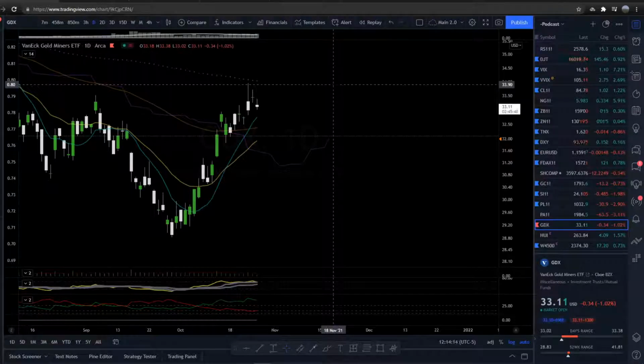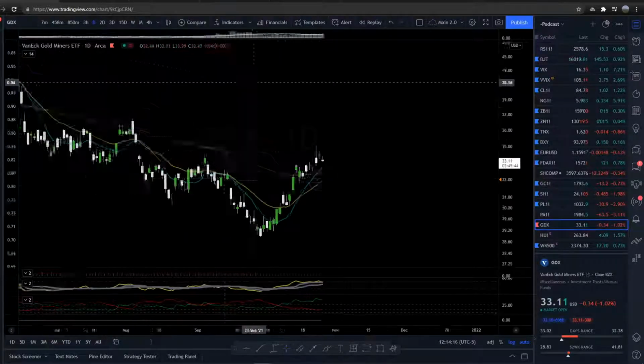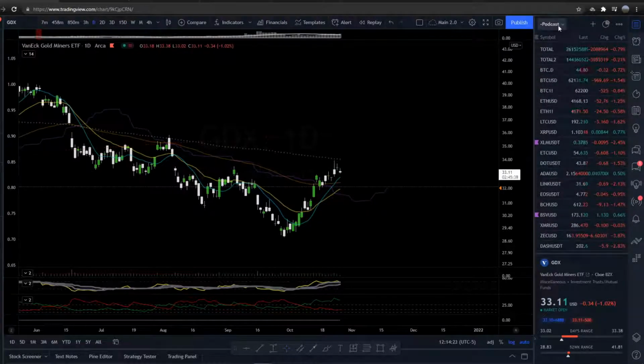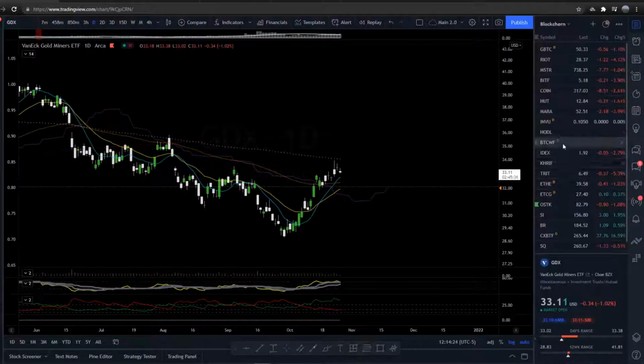About 35. Yeah, we almost got it. I was targeting 35. We hit 34 and backed off pretty hard, so interesting. All right. Couple things real quick. We're going to look at the blockchain stocks.